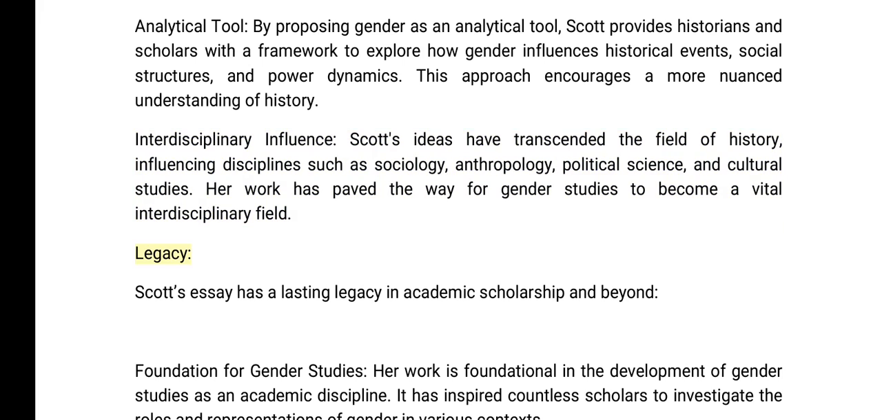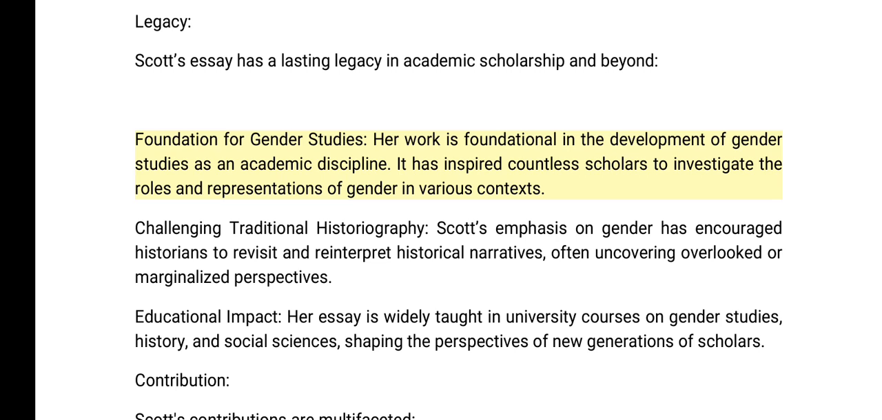Legacy. Scott's essay has a lasting legacy in academic scholarship and beyond. Foundation for gender studies. Her work is foundational in the development of gender studies as an academic discipline. It has inspired countless scholars to investigate the roles and representations of gender in various contexts.